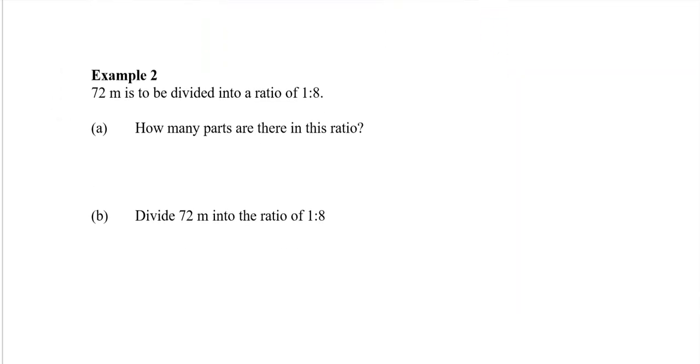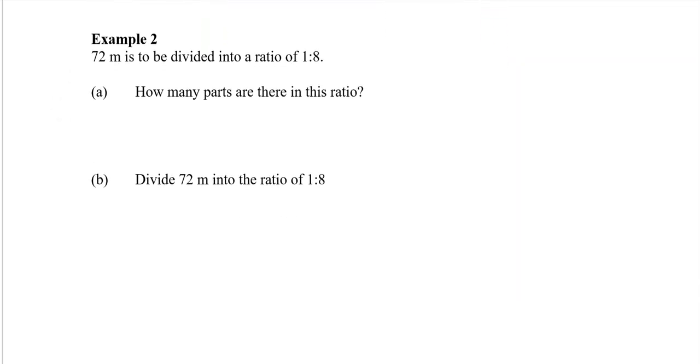So look at example number 2. We have 72 meters and we're going to divide it in the ratio of 1 to 8. Part A says, how many parts are in this ratio? So 1 plus 8 means that there is 9 parts.